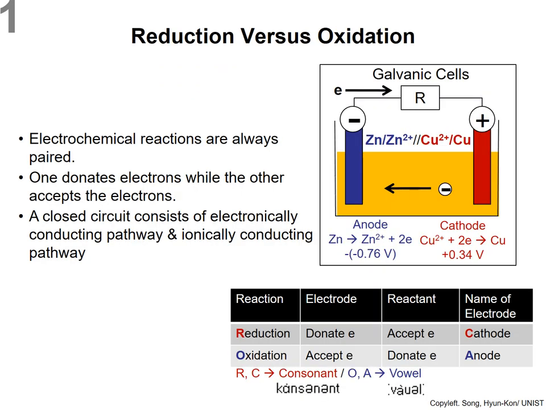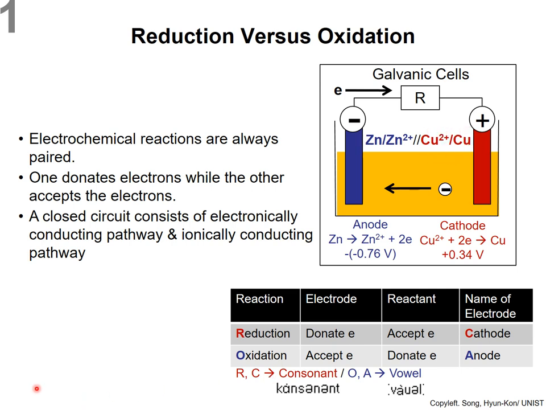Let me start with reduction and oxidation. This is the electrochemical cell, which is a galvanic cell. You have two electrodes and electrolyte. The first electrode is about Zn2+/Zn, the zinc electrode. And the second electrode is about Cu2+/Cu, the copper electrode.